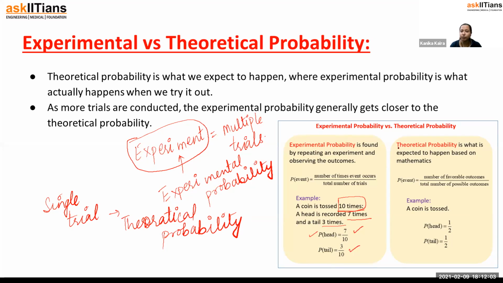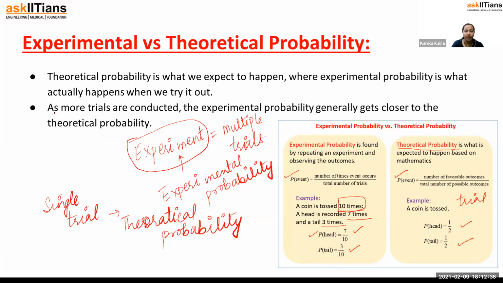And if we move to theoretical probability, it is when the probability is related to a single trial. As in, you are tossing a coin, so probability of getting a head is 1 by 2 and probability of getting a tail is again 1 by 2. Formula remains the same, it's just that in case of experimental probability, you take the experiment into account. And in case of theoretical probability, you take one trial into account.